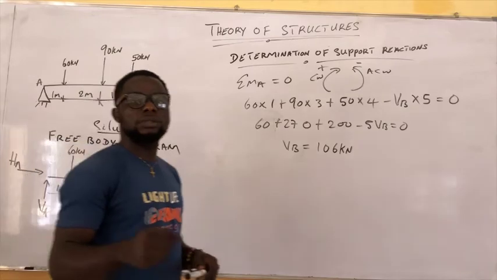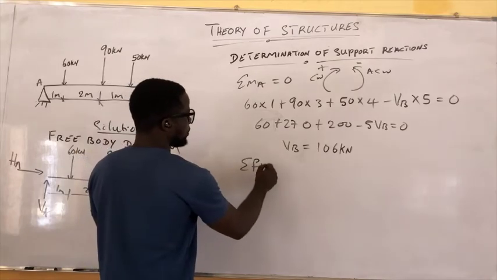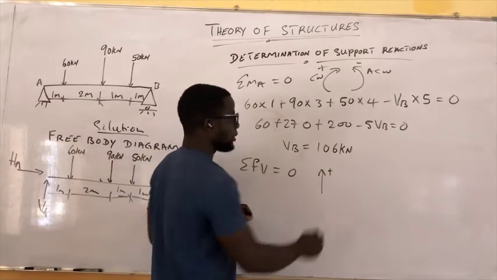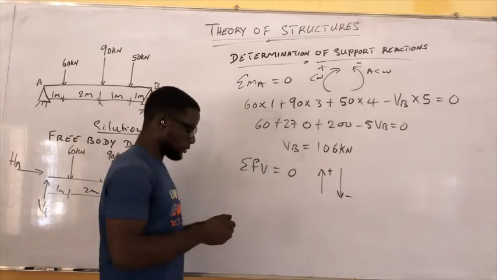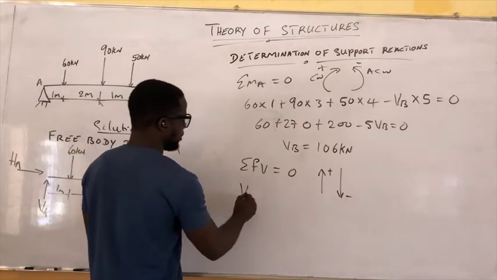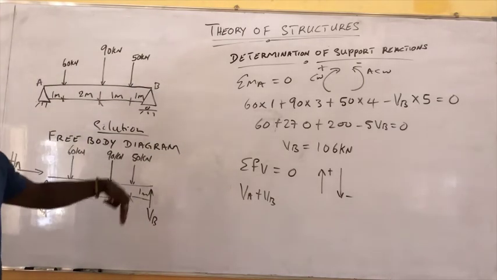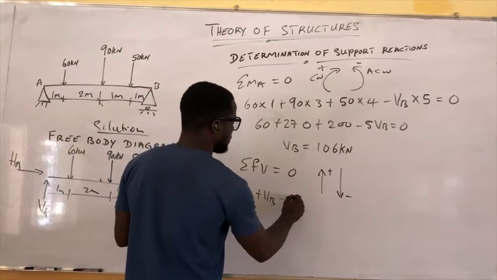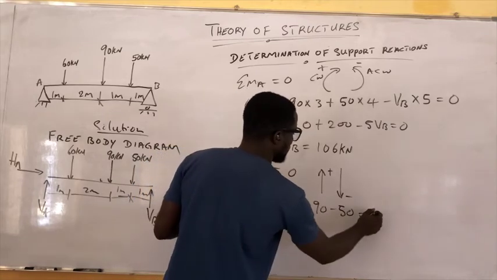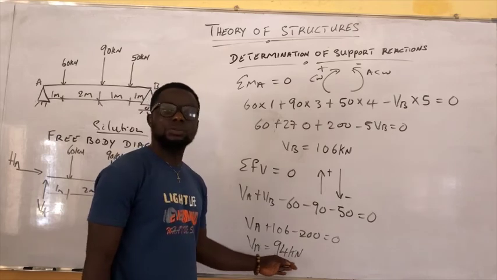Then we use the next equilibrium equation, the summation of forces in the vertical direction, equals 0, with the convention that any force going upwards is positive and any coming down is negative. VA is going up and VB is also going up, so we use positive VA plus VB. The applied loads are in the downward direction, so they are negative: minus 60 minus 90 minus 50 equals 0. When you simplify all this, you arrive at the value of VA.